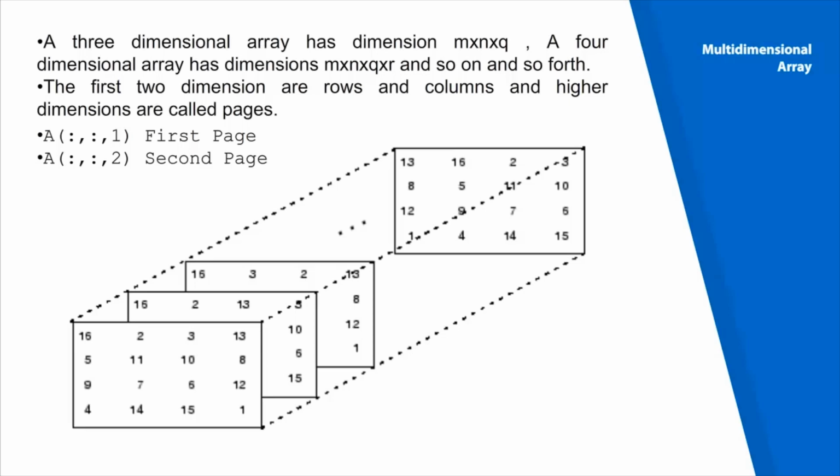So basically we have a 4 cross 4 array in page 1, a 4 cross 4 array in page 2, and so on till page n. We access these complete pages by typing A colon comma colon comma 1 for page 1, A colon comma colon comma 2 for page 2, and so on.